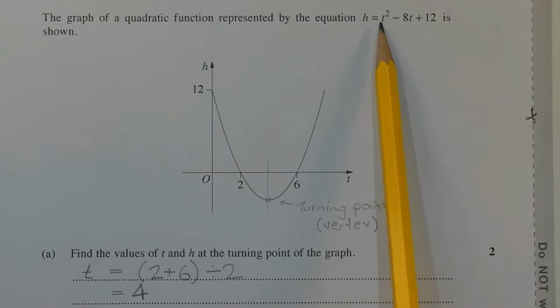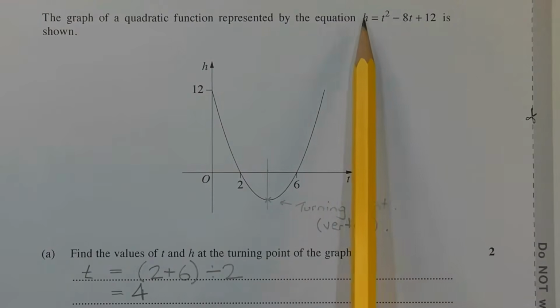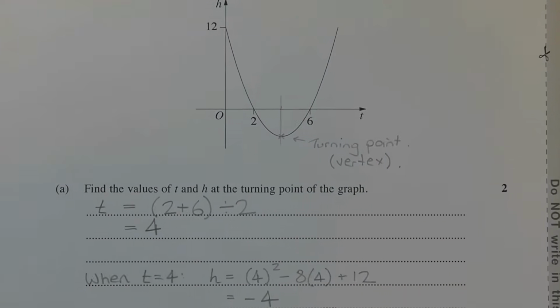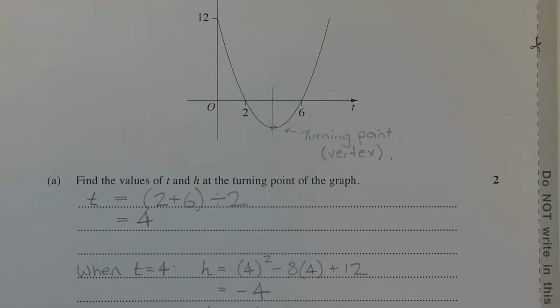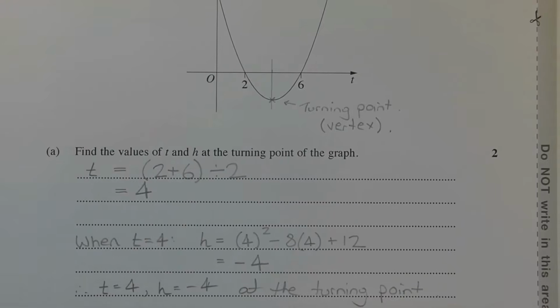H is equal to t squared minus 8t plus 12. And we want the value of h when t is equal to 4. So by substitution, when t equals 4, h is equal to 4 squared minus 8 times 4 plus 12, and that equals negative 4. Therefore, t equals 4 and h equals negative 4 at the turning point.